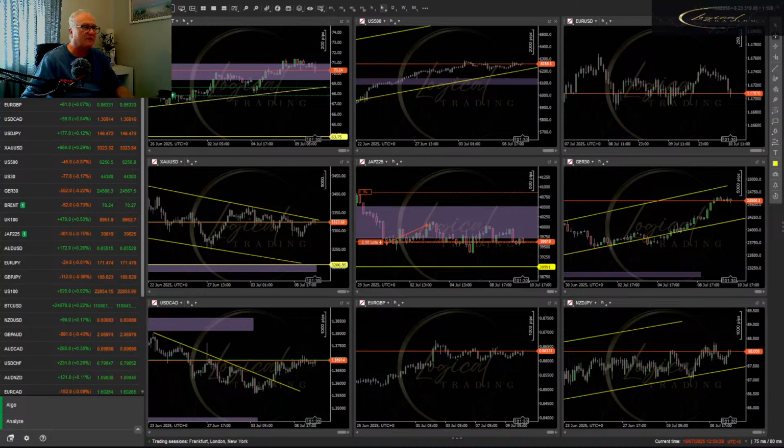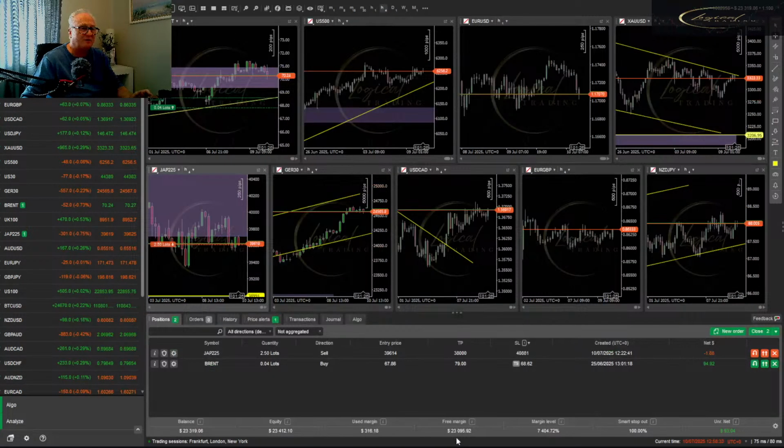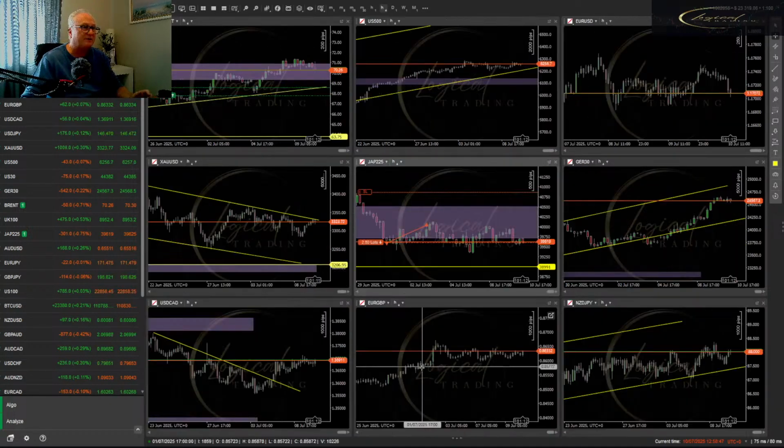Now let's just go and have a look at what's happening over here. And how's that one doing? Well, it's doing nothing at the moment. It's actually $1.88 in a loss. We just took it earlier. So we've taken a sell trade on the JAP 225. We've still got the long trade on Brent crude oil on this one. Okay. This one is doing okay.